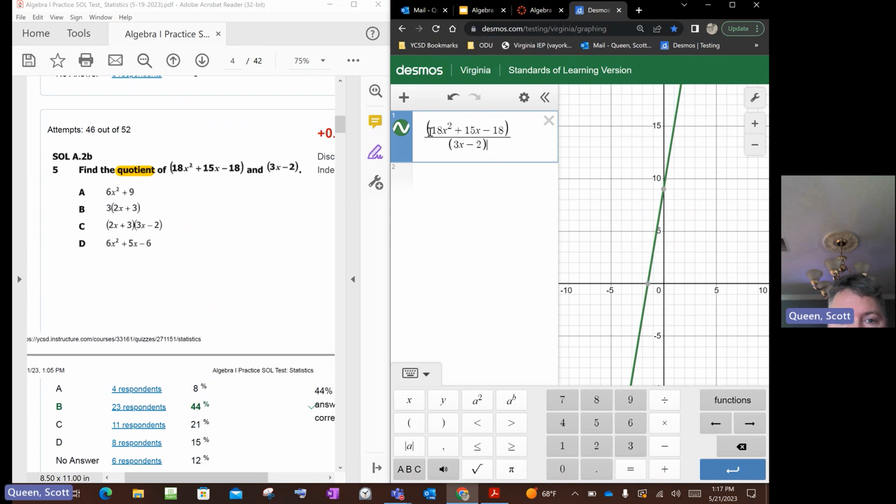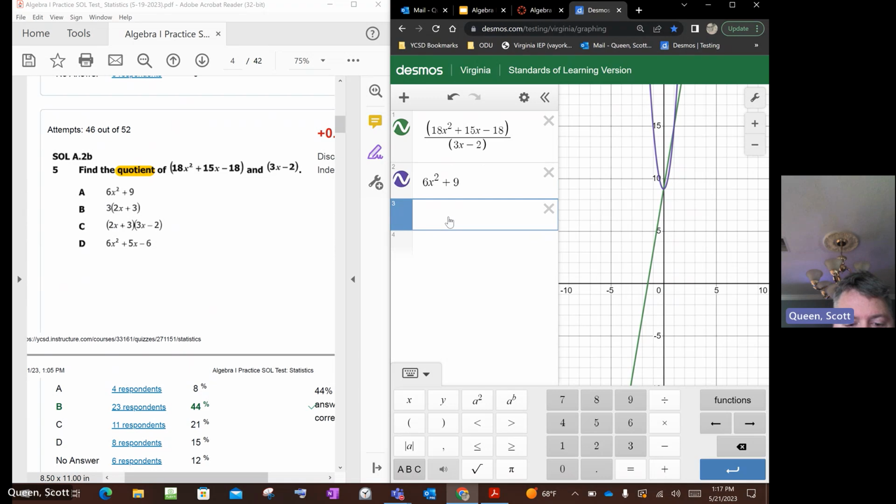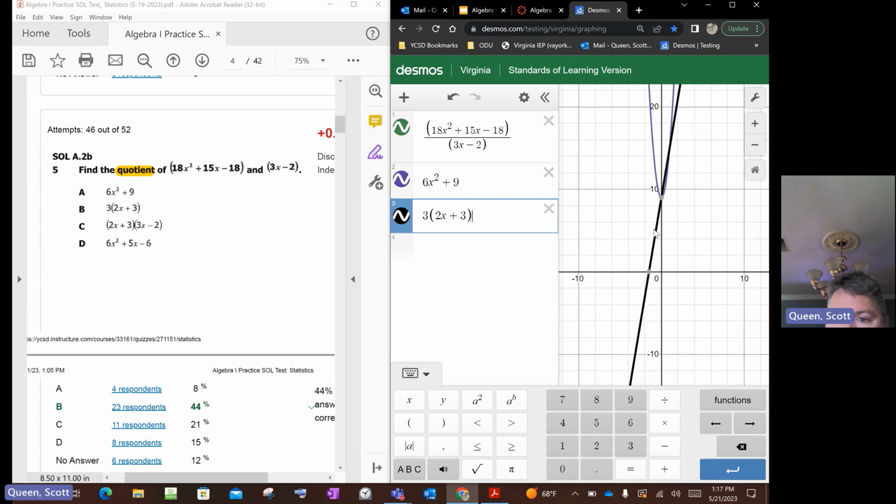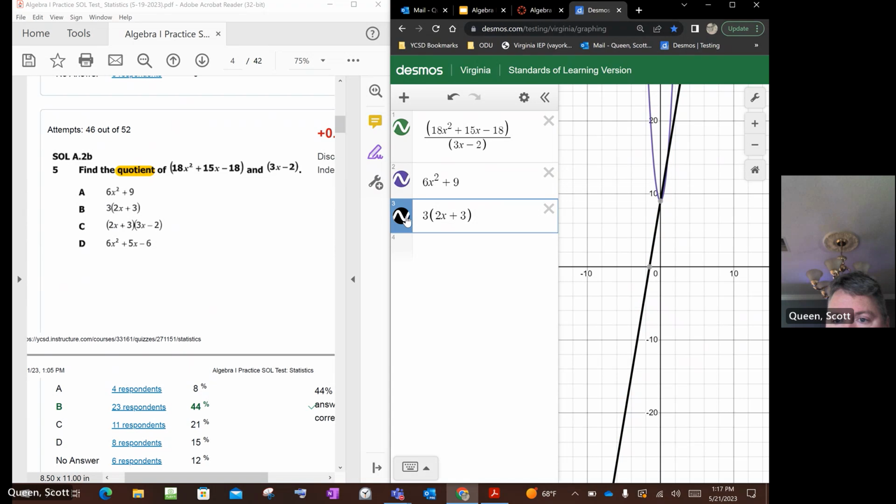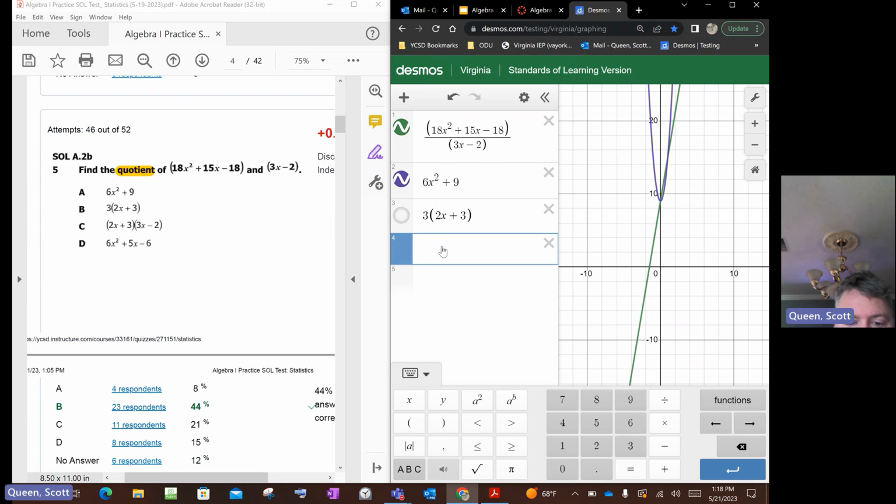By the way, this is designed. If you throw all these in there, you're probably going to find a match for something that's wrong because you did the wrong operation. But anyway, I'm now graphing A. Let's see what A looks like. 6x squared plus 9. Okay, interesting. B, 3 times 2x plus 3. Interesting again. You see it? Right on top.